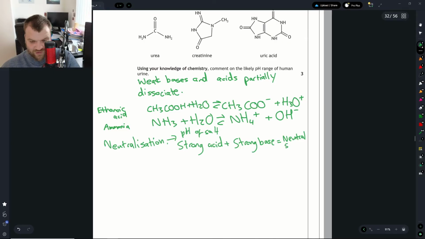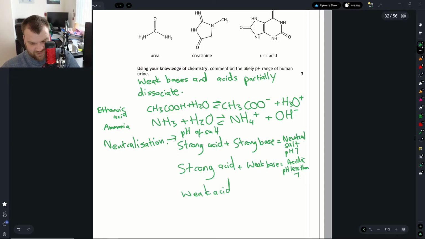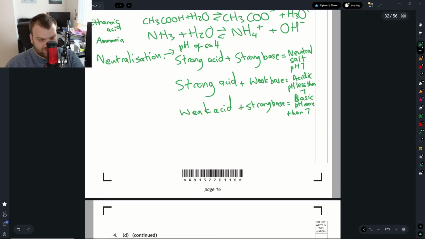So if you have strong acid and strong base, you'll get a neutral salt. Strong acid, weak base would give you an acidic salt. And if you had it the other way around, weak acid and strong base, you have an alkaline salt, or basic. We could go on to explain why this would be the case.